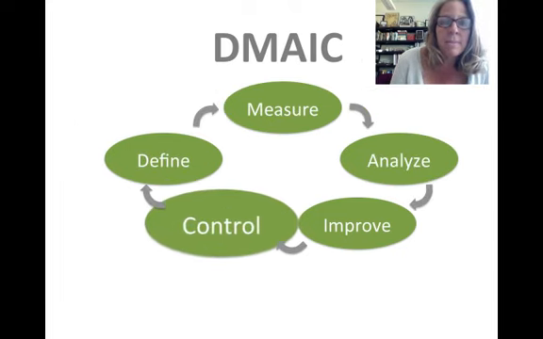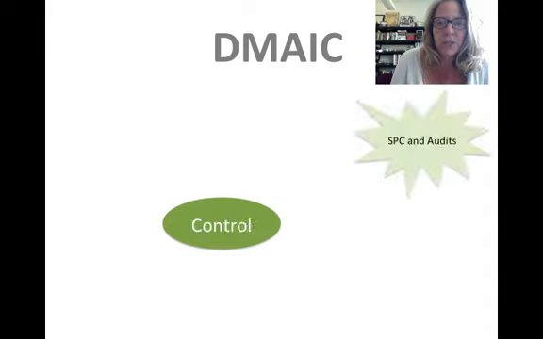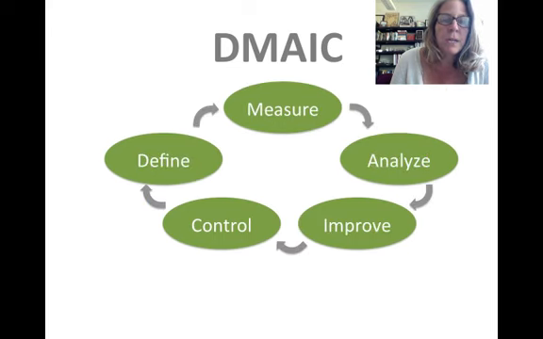And then the last step in the DMAIC process is control. And that's where you document, monitor, and maintain. And it does feed back into define because often you make one change and then you need to look at what is the next thing you need to change. And a big thing here is statistical process control and then audits to making sure that what you've done is what you said you're going to do.